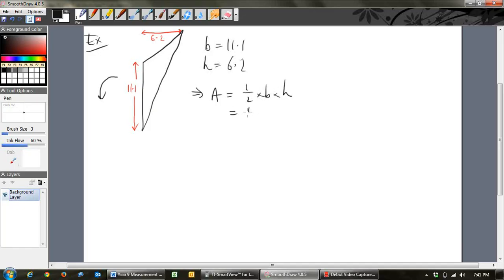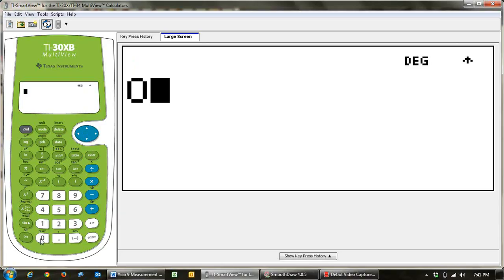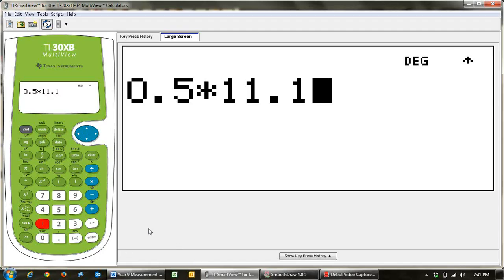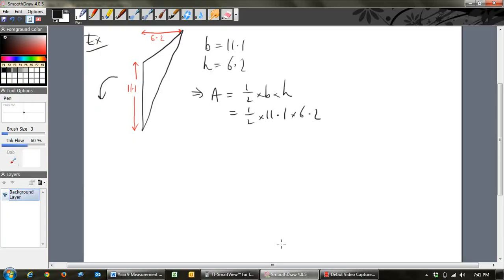Always write down the formula. Really good habit. Half times 11.1 times 6.2. Go to your calculator. 0.5 times 11.1. What was it again? Times 6.2. Is that right? 11.1, 6.2. 34.41. So that's my area.